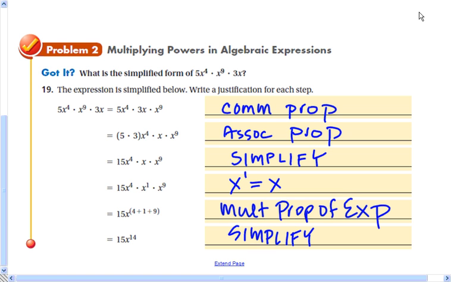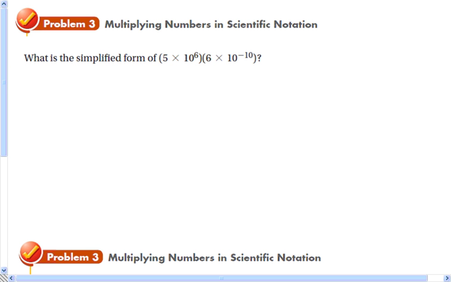Okay, here's what you should have. One thing here, I think we're going to call this property we've been using, where if the bases are the same, we add the exponents, the multiplication property of exponents. And so we don't have to write out the whole reason there. All right. We can use this new property to help us multiply numbers when they're in scientific notation.